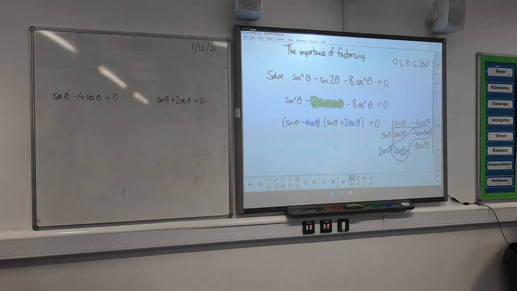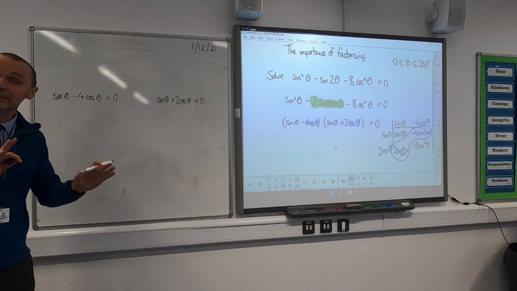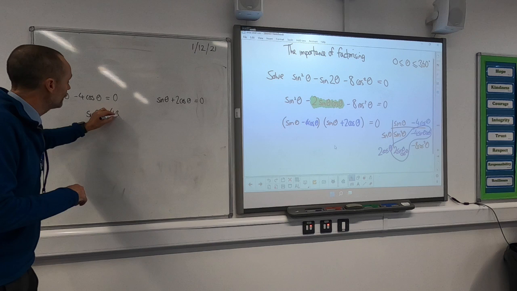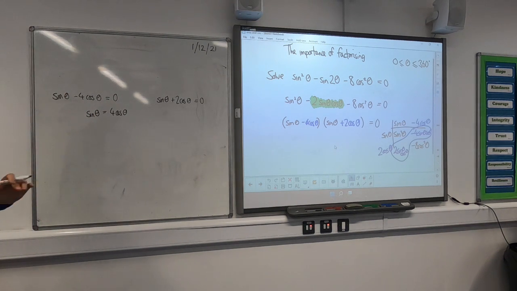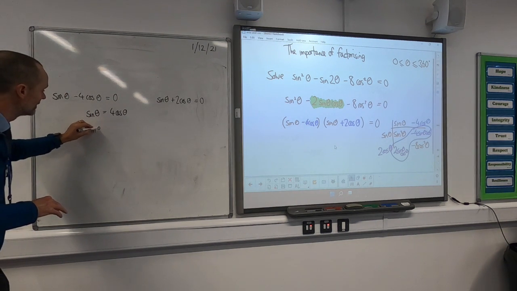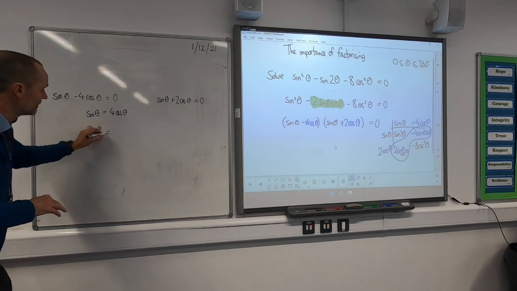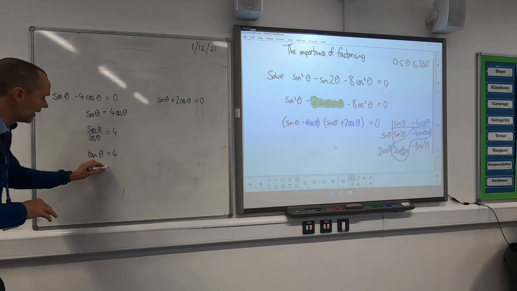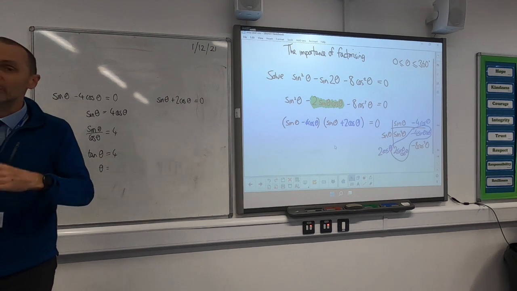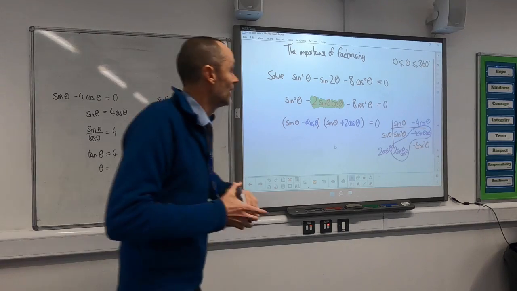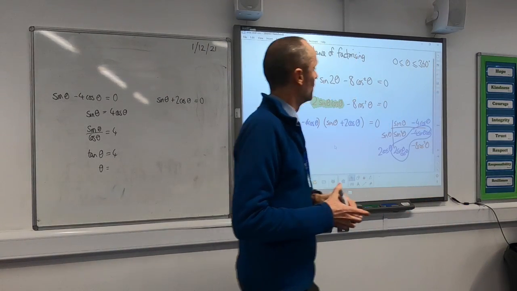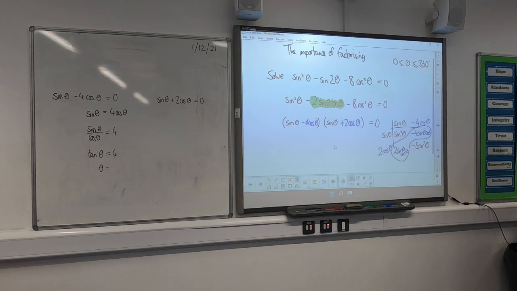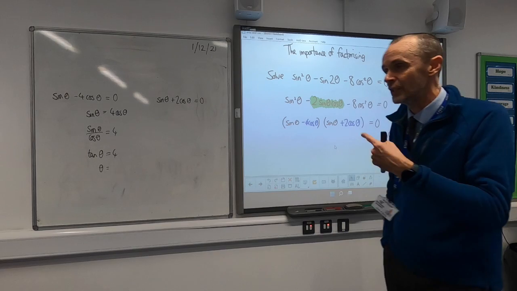It's easy peasy, because I've got an identity that links sine and cos. I'm going to shift the cos to the other side and then divide both sides by cos. And I'm going to shift tan to work out the actual angle. And I need to find all the angles between 0 and 360, so having shift tanned it, I know that tan's nice and easy, I just get solutions every 180 degrees.